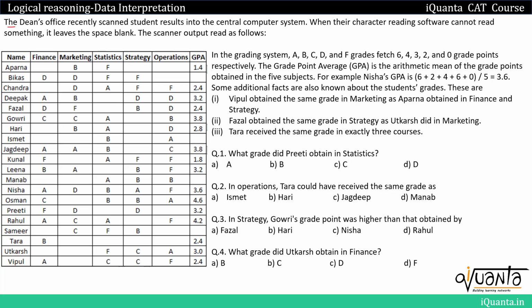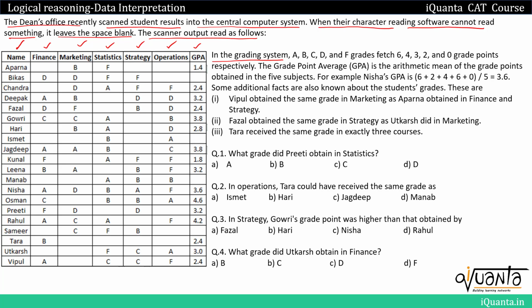The question is, the Dean's office recently scanned student results into the central computer system. When their character reading software cannot read something, it leaves the space blank. The scanner output reads as follows. So here's the output. We have names of the students. We have their grades in finance, in marketing, in statistics, strategy, operations, and their final GPA.